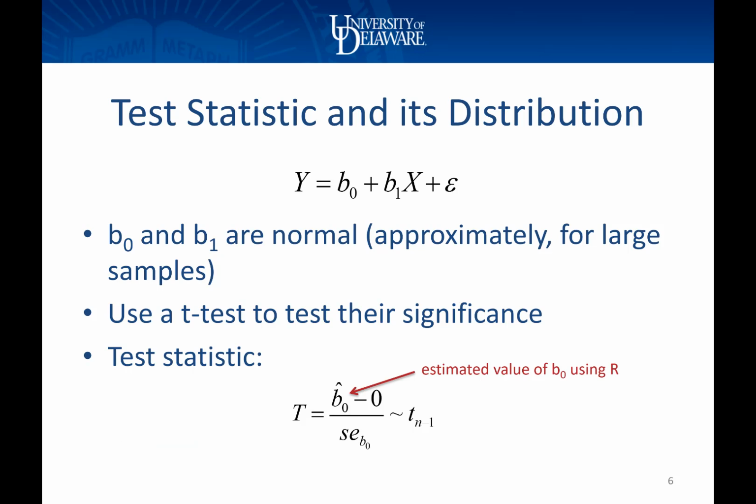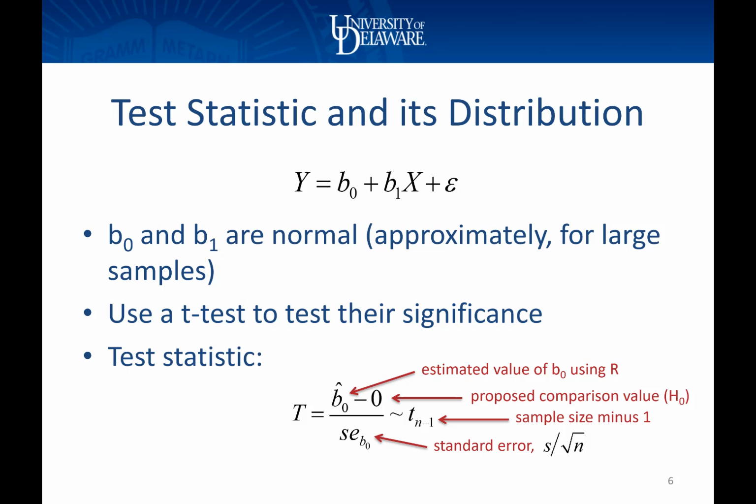And we're going to say, these are all the things I just said. We're going to say that this thing has a t distribution with n-1 degrees of freedom, where n is the sample size.